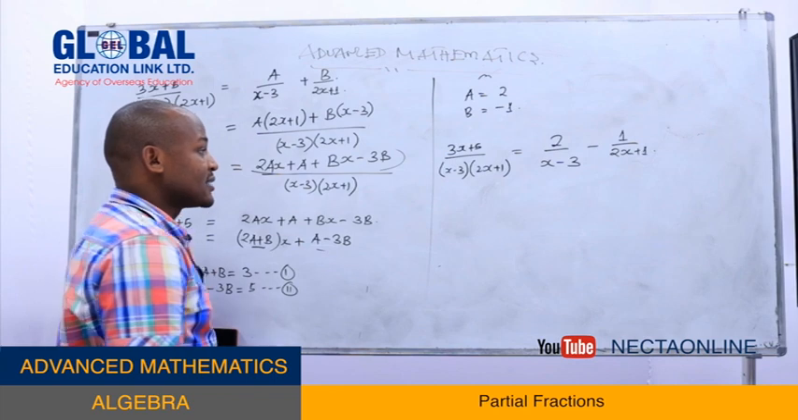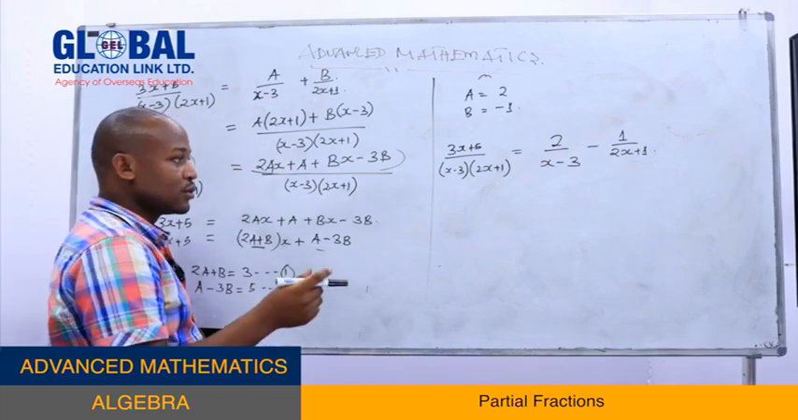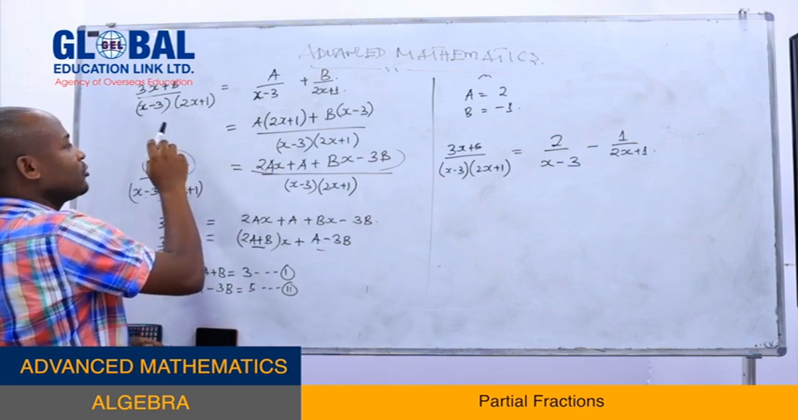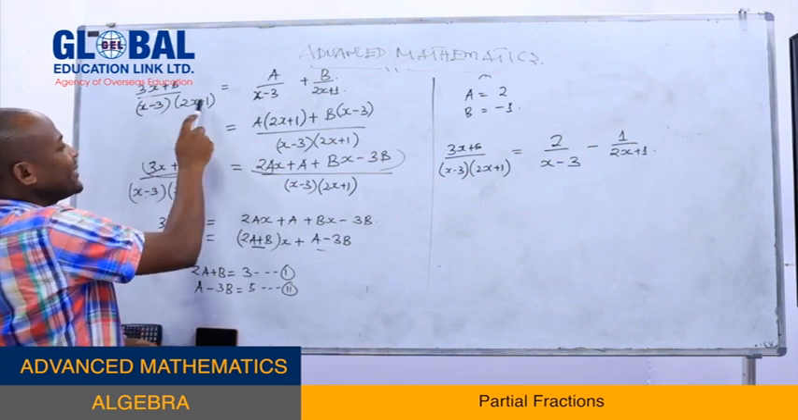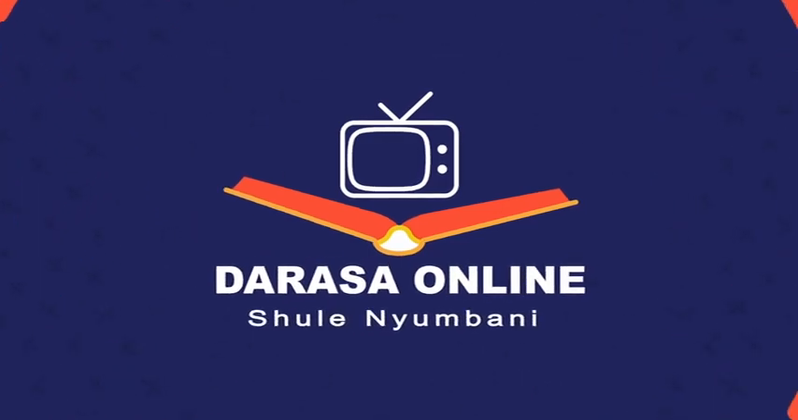I do hope you understand. That's how we use the rules on how we can partialize the function having two distinct roots like that.